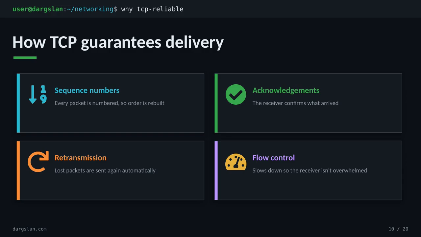Every packet gets a sequence number, so even if pieces arrive out of order, the receiver can stitch them back together. The receiver then sends acknowledgments confirming what made it through, and anything that goes missing is automatically retransmitted. And with flow control, TCP slows the sender down whenever the receiver starts to get overwhelmed, so nothing gets dropped just because one side is faster than the other.